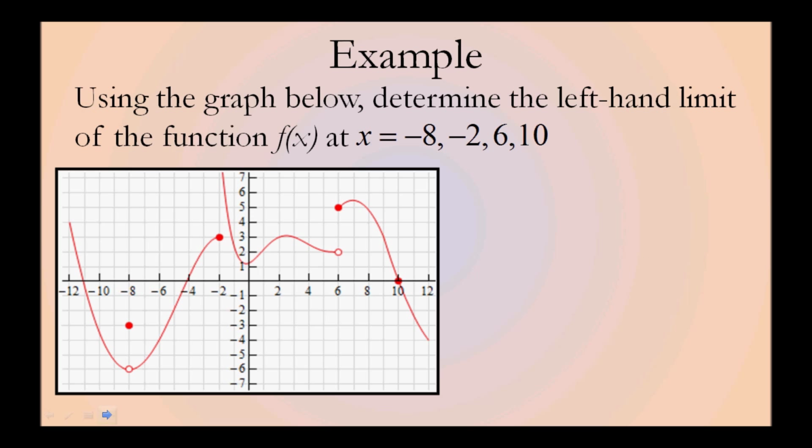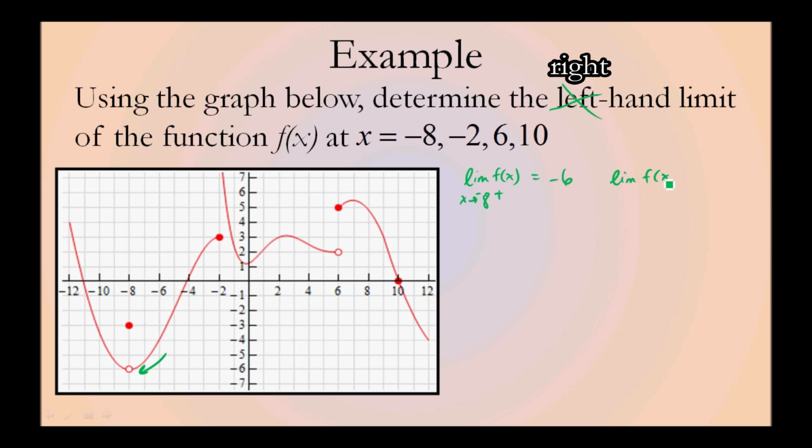So here's an example. Using the graph below, determine the right-hand limit of the function f of x at x equals -8, -2, 6, and 10. Okay, so let's look at the limit of f of x as x approaches -8 from the right. If we go to x equals -8, and we follow the function as it approaches -8 from the right, we see that we get -6.